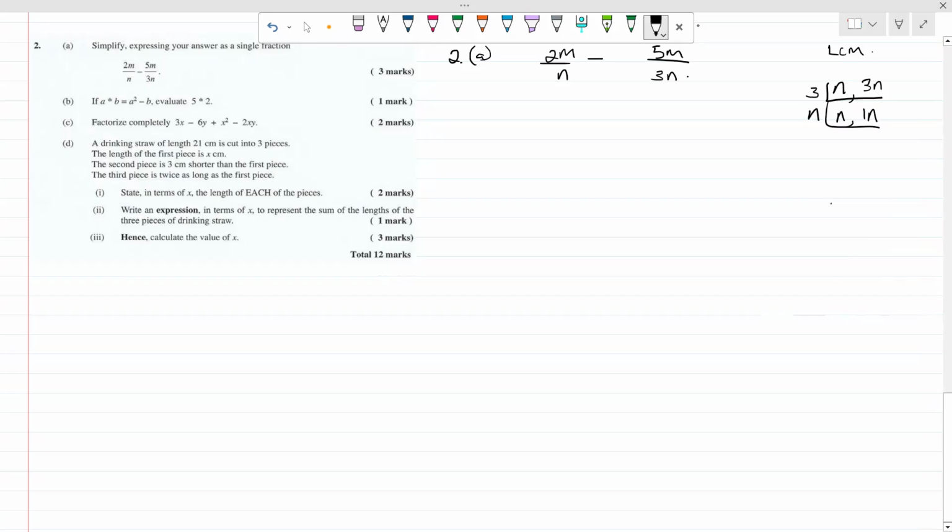So I need to go with n. n into n will give me 1, and n into n will give me 1. The objective is to get 1s at the bottom. And then you'll multiply, find the product of these prime factors here. So 3 by n is 3n. So our LCM of this is actually 3n. Our LCM is 3n.